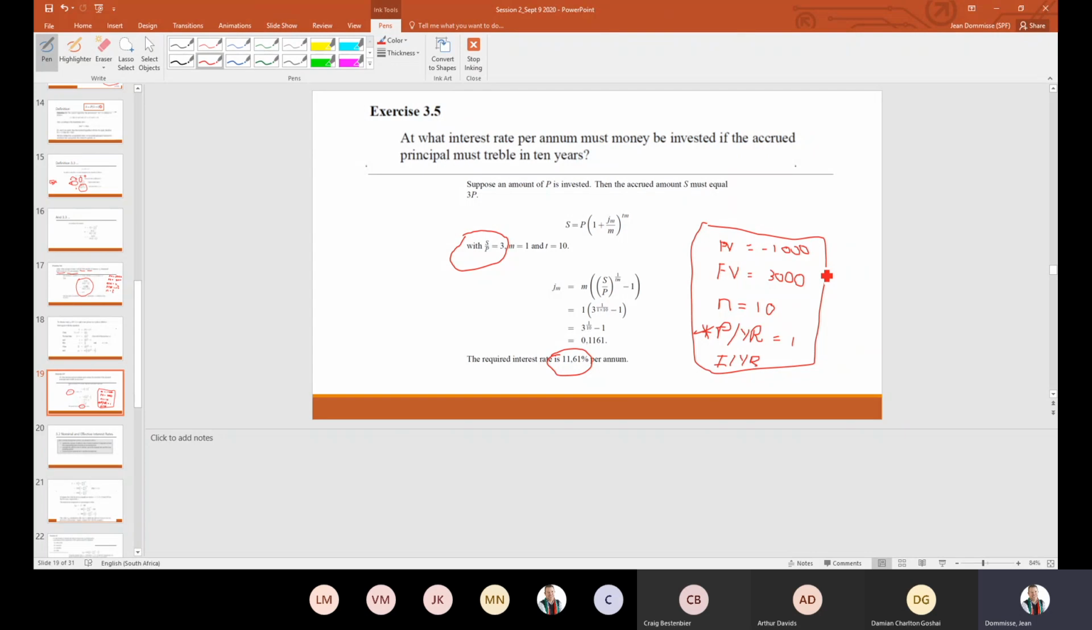Yeah, so the previous one we calculated N. Now with this one we calculated the interest. So both ways you can use the formulas that are provided, but you can also go back to your financial calculator, where it's already built in.